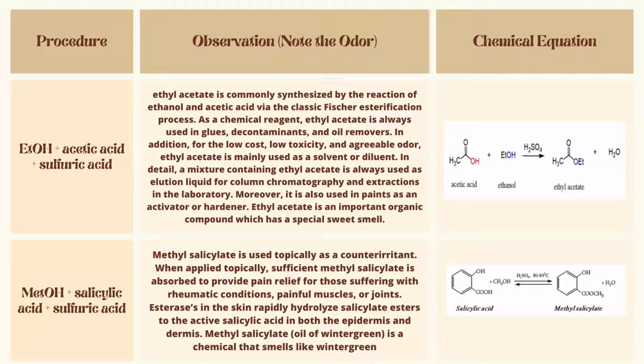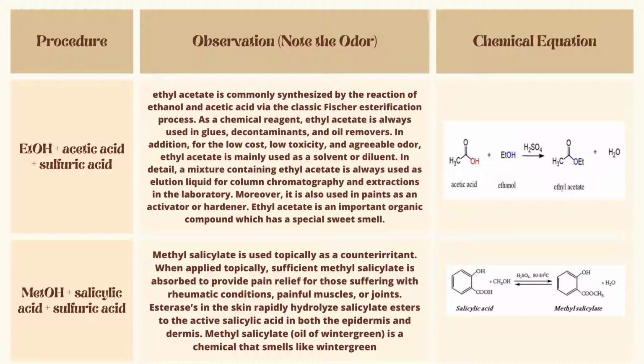First procedure is EtOH plus acetic acid plus sulfuric acid. Observation: ethyl acetate is commonly synthesized by the reaction of ethanol and acetic acid via the classic Fischer esterification process. As a chemical reagent, ethyl acetate is always used in glues, decontaminants, and oil removers.